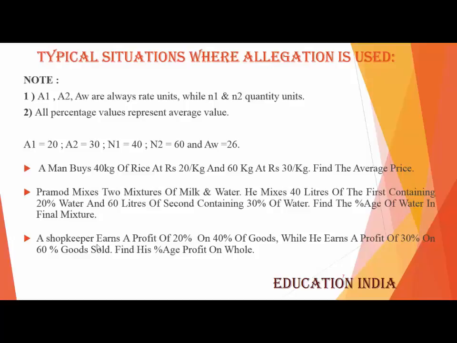Now as the shopkeeper earns 20% profit on the first 40 items, this 40 here denotes N1, and this is the average of the profit that he earns on the first 40 items. So this will be denoting your A1. Similarly, this 30% denotes the A2. This is the amount of profit earned on the remaining 60% items. So this 60 denotes the N2. So A1 is 20, A2 is 30, N1 is 40 and N2 is 60. Using the weighted mean average formula, we will be getting AW as 26.